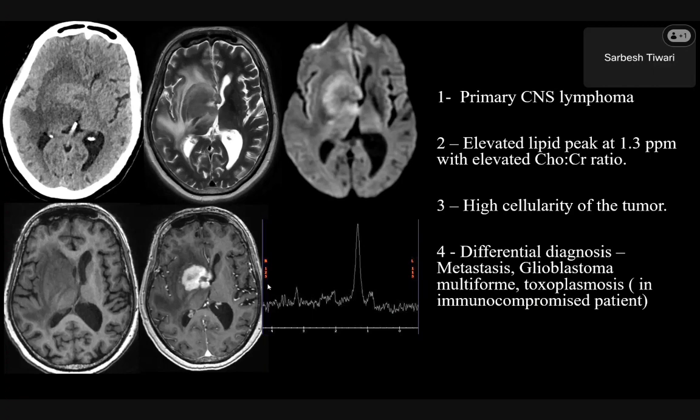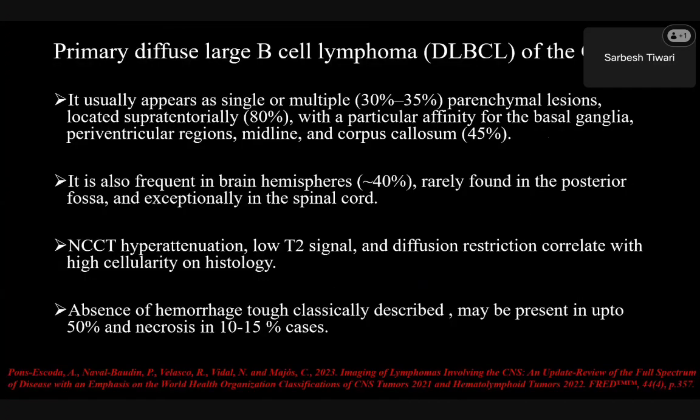Toxoplasma is a differential. Okay. So you will have this condition. So it usually appears as single or multiple parenchymal lesions located supratentorially, okay, with a particular affinity to the basal ganglia. So whenever you have lesions around the basal ganglia, corpus callosum, or the ventricular margin, consider primary B cell lymphoma as one of your differentials. They are most common in the hemispheric areas, rare in the posterior fossa, and extremely rare in the spinal cord.